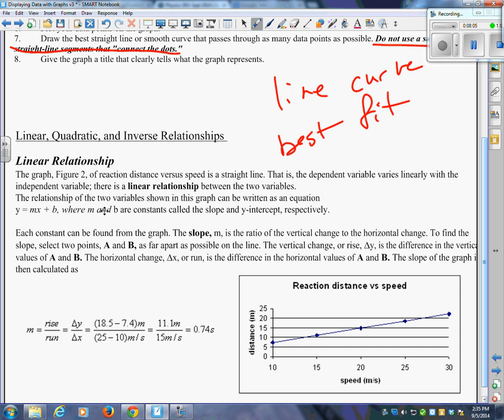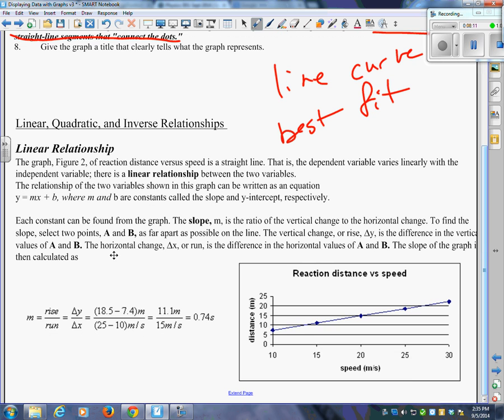Okay, so this was one of the targets for today, recognizing linear, quadratic, and inverse relationships. The graph in figure 2 of reaction distance versus speed is a straight line, this one right here. That is, the dependent variable varies linearly with the independent variable. There is a linear relationship between the two. If it's a linear relationship, the graph is a line.